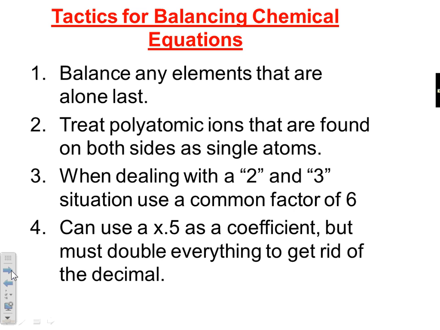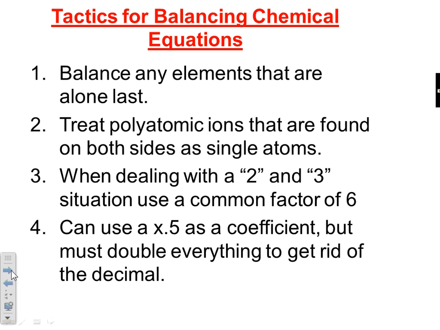Very often we will find on one side we'll have 2 of one thing and 3 of the same thing on the other side. And it's very difficult to balance 2 and 3. Just swap the number over. Put a 3 in front of the one that has a 2, and put a 2 in front of the one that has a 3, and you've automatically created 6 of them, and they become balanced right away.